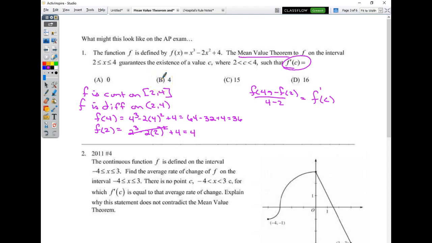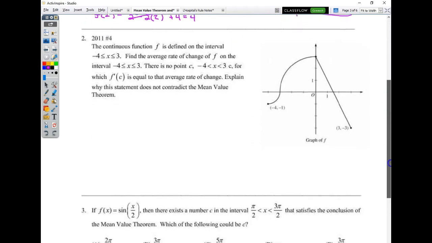But look at what it's asking for. The question just says, what is f prime of c? So that's 32 divided by 2 is 16. And if you write out the statement, you can see f prime of c is 16. So be careful to read the questions. It's very easy to overread these, overanalyze these, and make some strange mistakes.